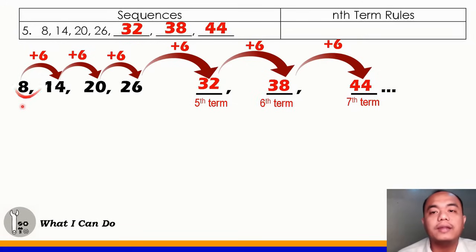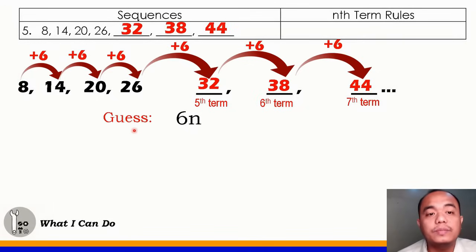Let's proceed to the nth term rule. We have a common difference of 6, and the first term is 8. So expect that your guess here would be 6n. We got the 6 from the common difference. The n here represents the term number. Since we have a different first term and common difference, we will add 2 to our common difference of 6. So that makes it 6n plus 2.